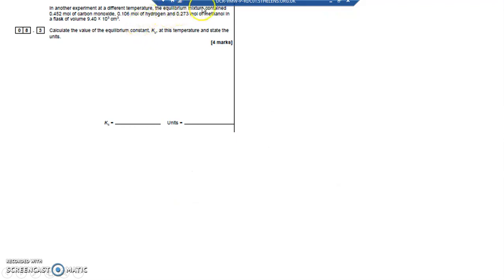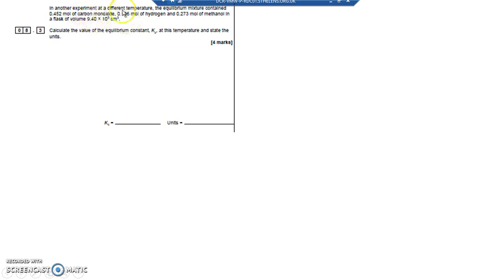In another experiment, the equilibrium mixture contained the moles of each of the three, and I've got the volume. Why would I be given the moles of each of the three, the carbon monoxide, the hydrogen, the methanol and the volume? The only reason I'd be given moles and volume is to work out concentration. So the concentration is moles divided by volume in decimeter cubed. Centimeter cubed into decimeter cubed, I'm going to divide by 1,000. So 9.4 times 10 to the power of 3 centimeter cubed divided by 1,000 is 9.4 decimeter cubed.